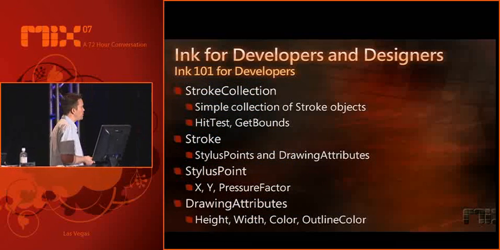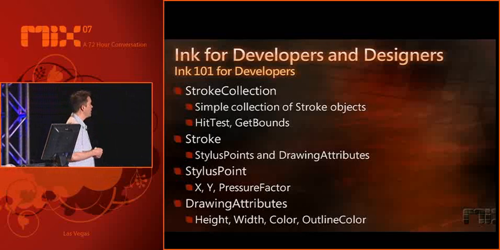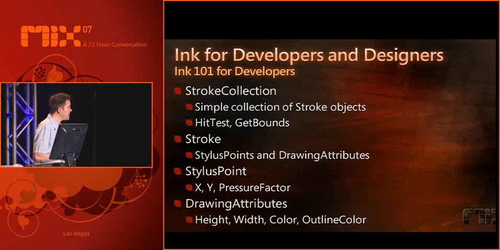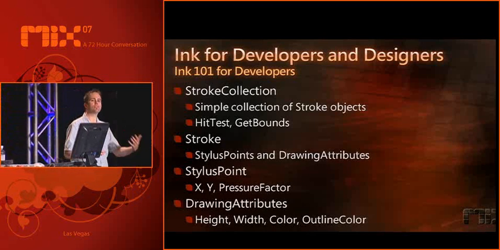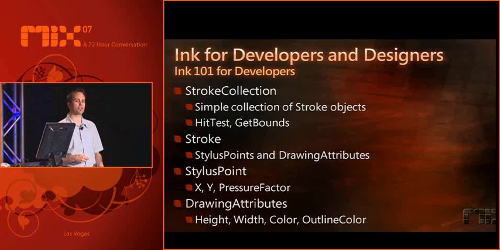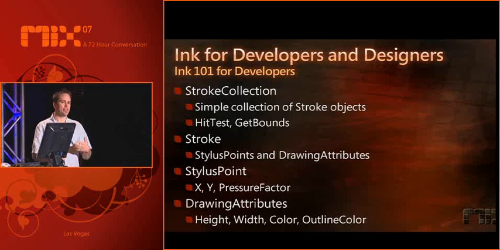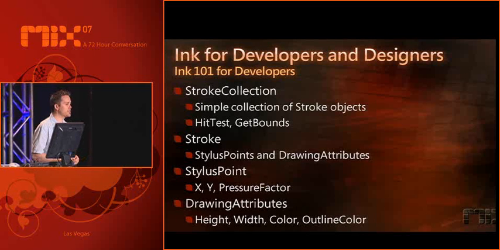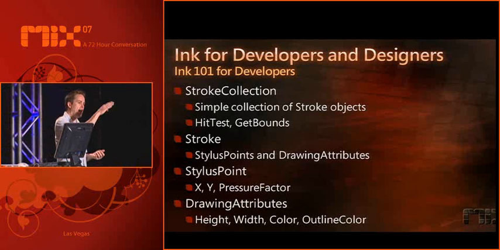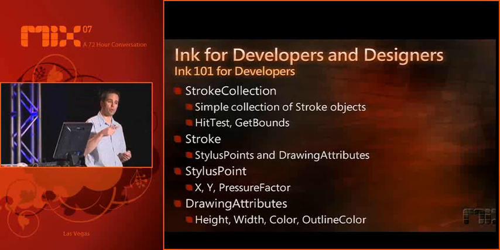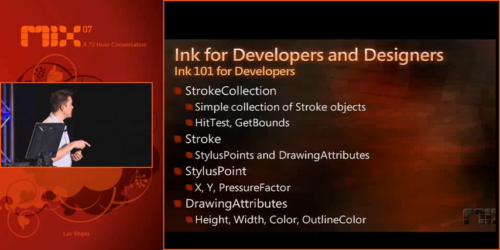So a little bit more about these objects before we start coding. Stroke collection is a Silverlight collection, so it has all of the collection methods. It also adds a few extra ones for us. It has a hit test method, and that allows you to pass in a path so that you can know whether that path intersects any of the strokes, and that's important for erasing. And we'll show you that in code.